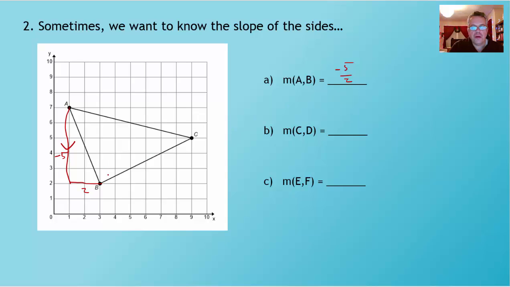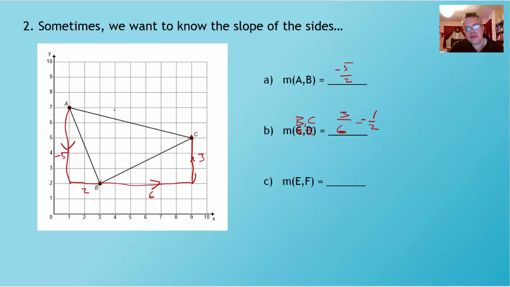To go from, I don't see C and D. That's kind of a mess up here. So we're going to go from B to C. From B to C, I'm going to go to the right and then up the best I can. Okay, so to the right, that was 1, 2, 3, 4, 5, 6. The run was 6, and then I went up. The rise is 3. Rise divided by run would be 3 over 6, which is a half.